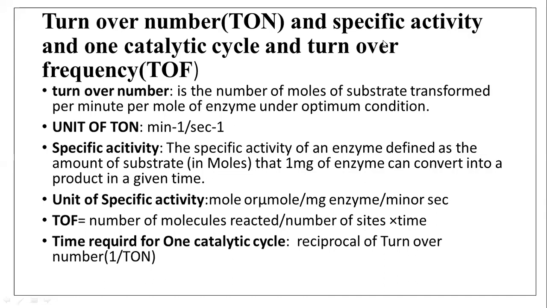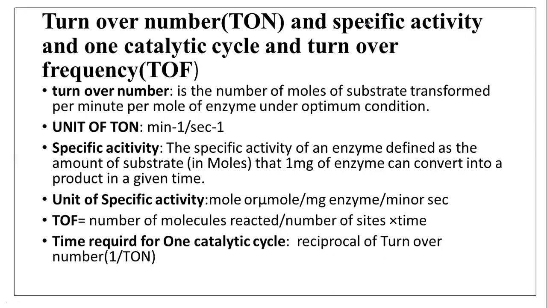So first, what is turnover number? What do you mean by turnover number? Turnover number is the number of moles of substrate transformed per minute per mole of enzyme under optimum conditions. The unit of turnover number is minute inverse and second inverse, right?